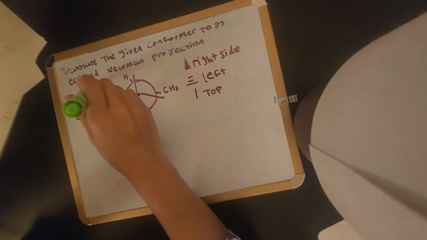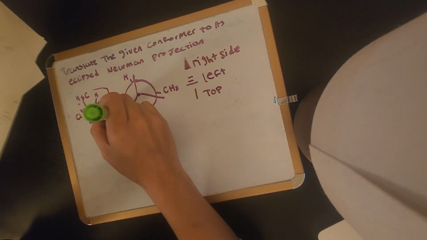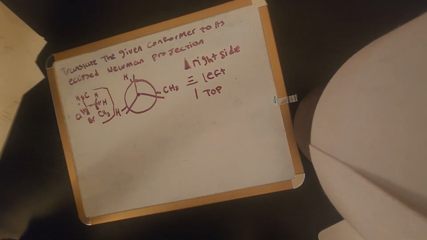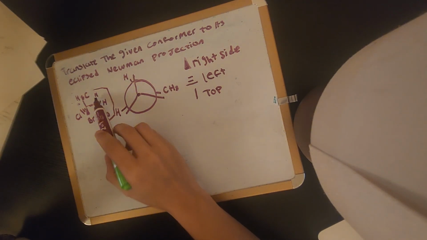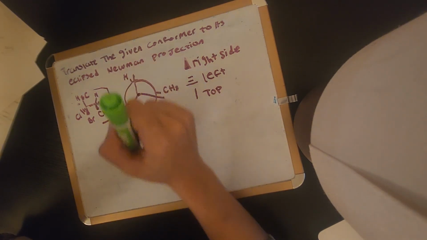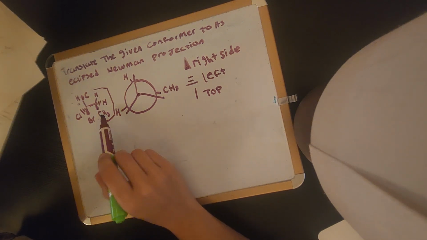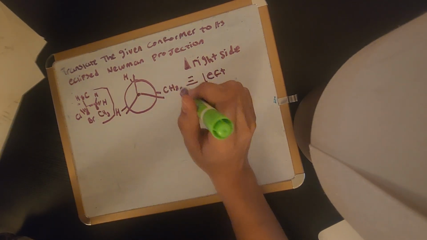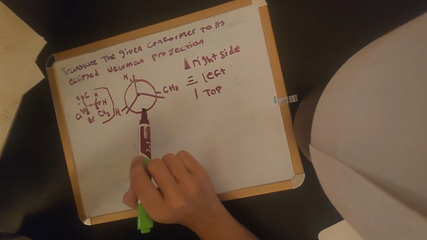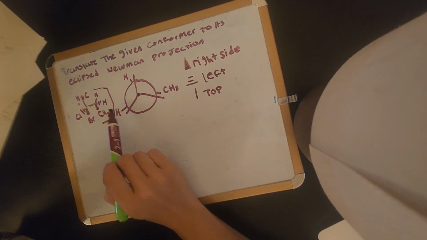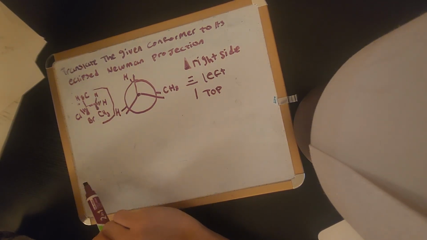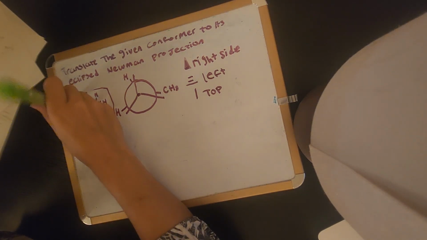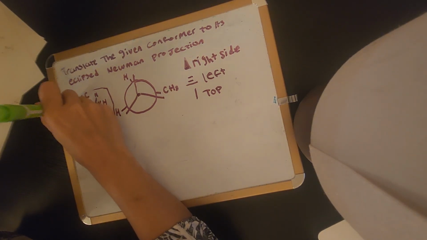This corresponds to this part of the molecule. In this case, we see that the H with the line is placed on top, the CH3 is placed on the right side with the wedge, and the other H with the dash is placed on the left side. So in this case, we're looking at it from this perspective.